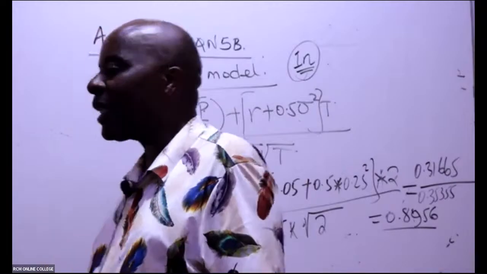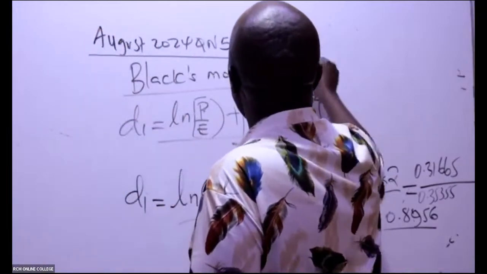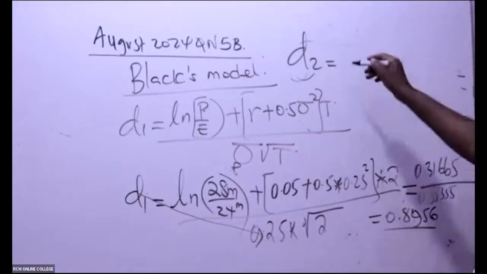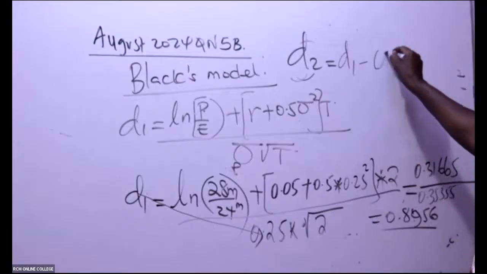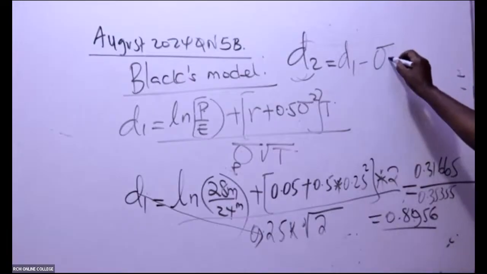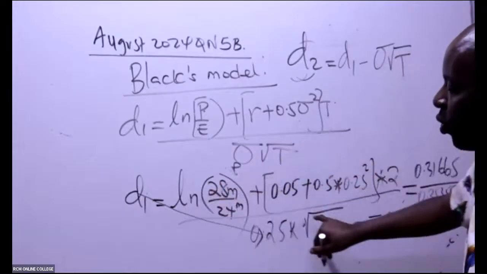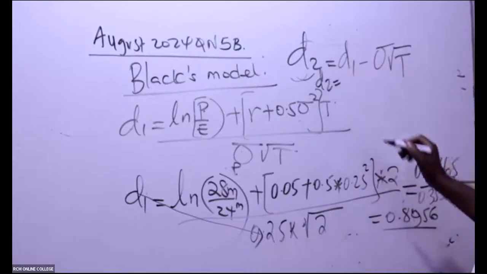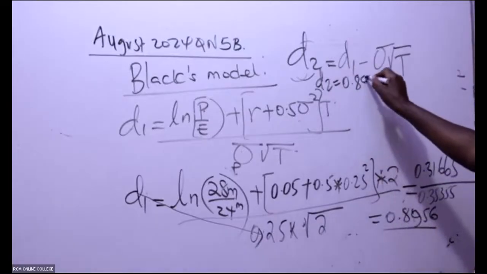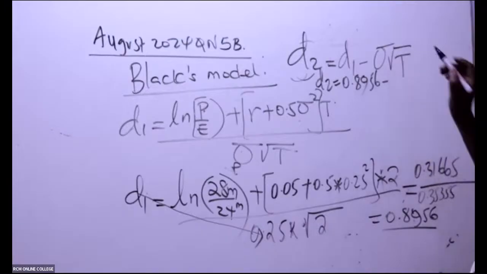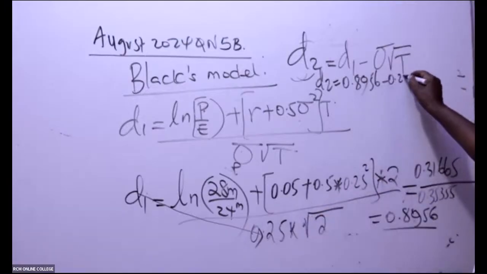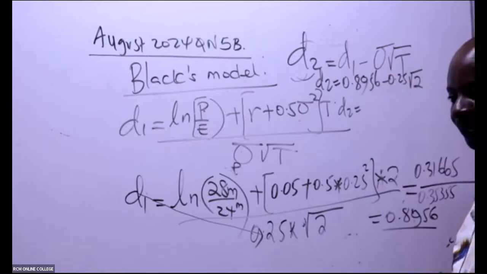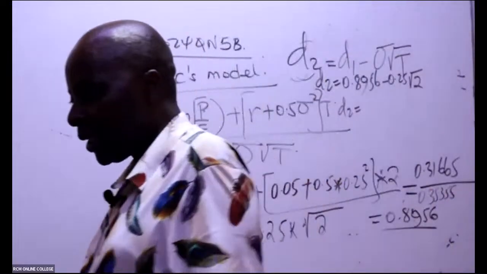Same thing. Now, once I get that, straight away I'll be able to get my D2. So D2 will be D1 minus standard deviation times root of T. You take D1 minus this. So D2 will be equal to the D1 that you have just gotten here, 0.8956, minus this, the way it is, 0.25 root 2. Is there somebody who is able to give me this D2 figure?